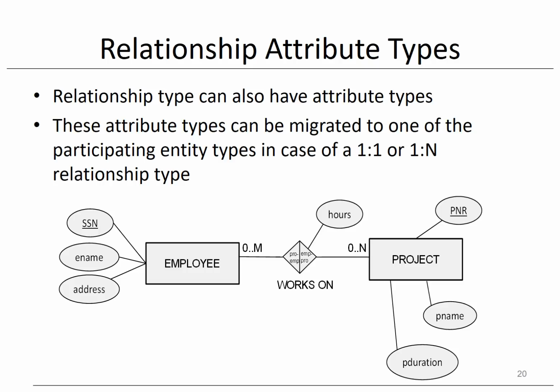The attribute type hours represents the number of hours an employee worked on a project. Its value cannot be considered as the sole property of an employee nor of a project. It is uniquely determined by a combination of an employee instance and project instance. Hence, it needs to be modeled as an attribute type of the works on relationship type, which connects employees to projects.